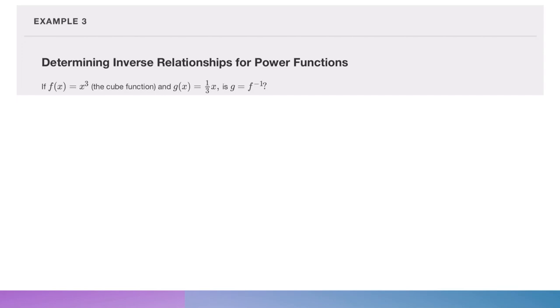So if f of x equals x cubed and g of x equals x over 3, is g the inverse of f? Okay, same kind of deal. We need to do f of g of x and get x, and we need to do g of f of x and get x. Let's see. First we're going to consider f of g of x. That's going to be f of, now g of x is 1/3 times x. Now f of x is x cubed, so that quantity cubed.